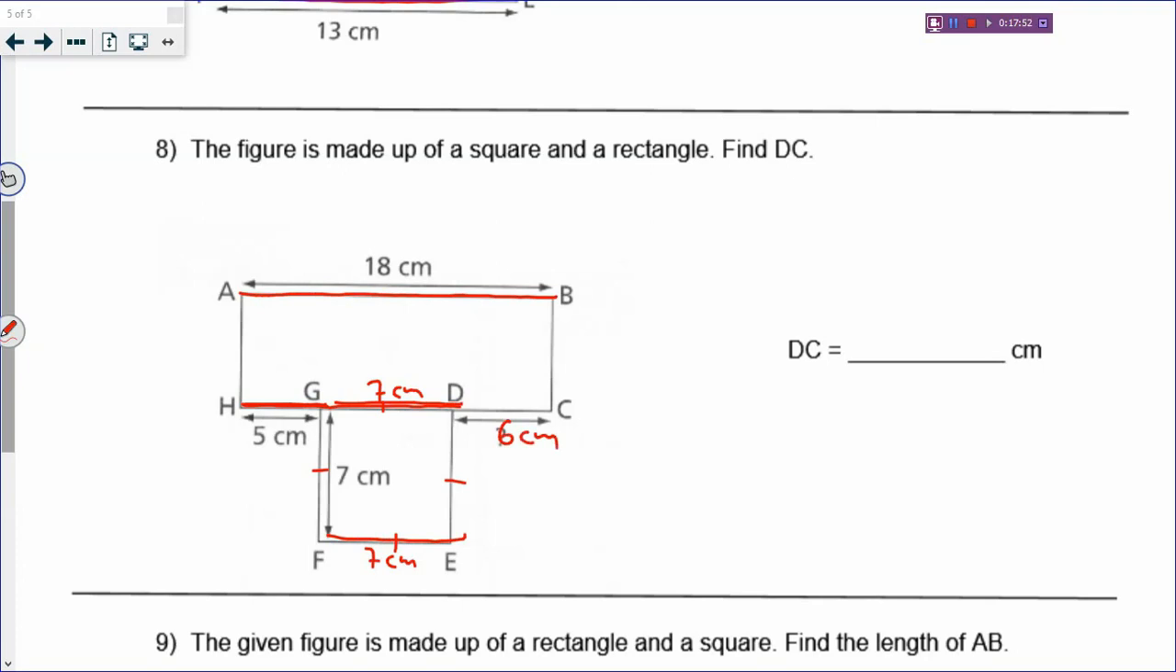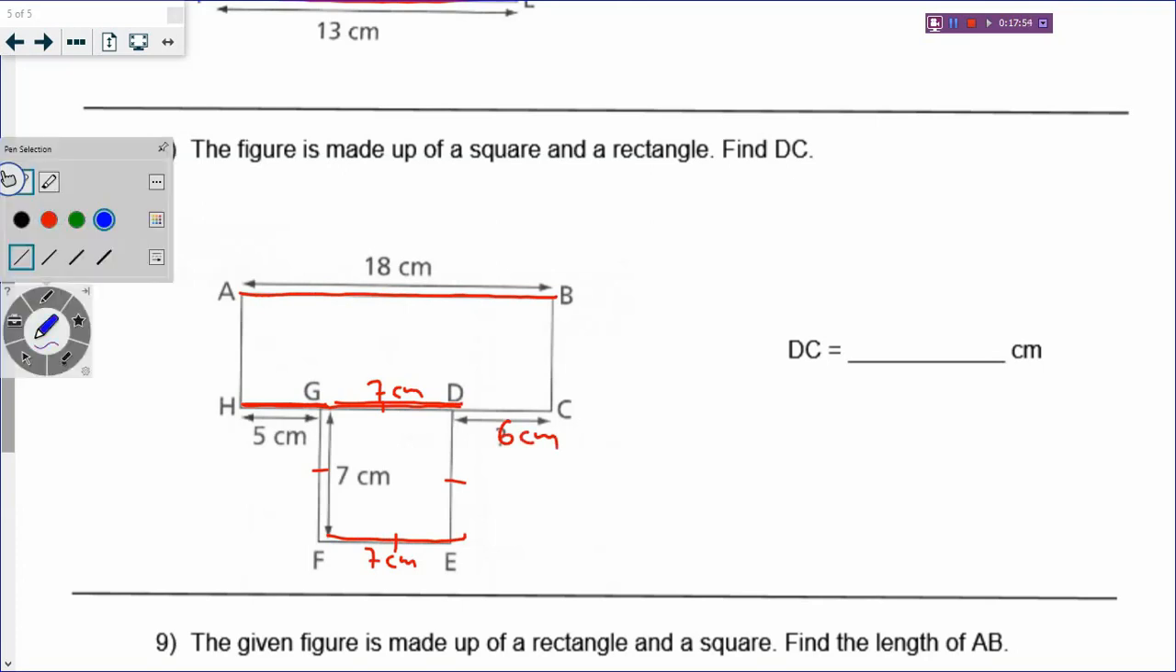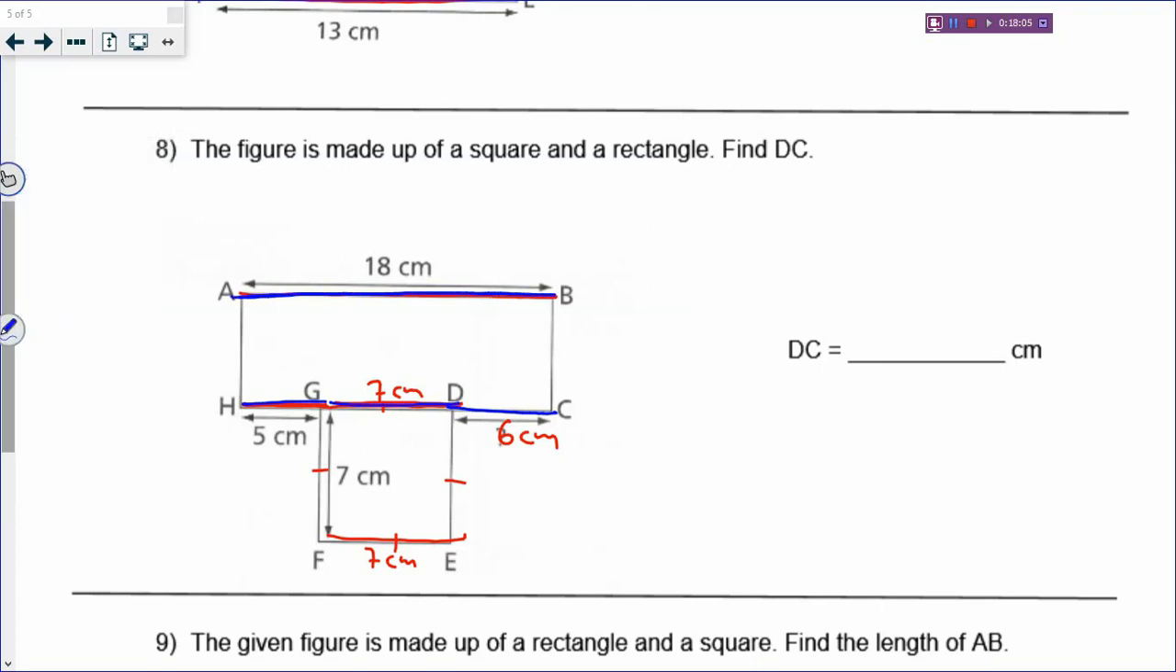So you have 18 minus 5 minus 7, and you get the question mark, which is 6. Why? Because opposite sides in the rectangle are equal. So 5 plus 7 plus 6 is opposite the line here, which is your AB, and they must be the same number. They must be 18. So the two opposite sides must be 18 cm long. Okay, so opposite sides in a rectangle are the same. So what is your DC? 6 cm.